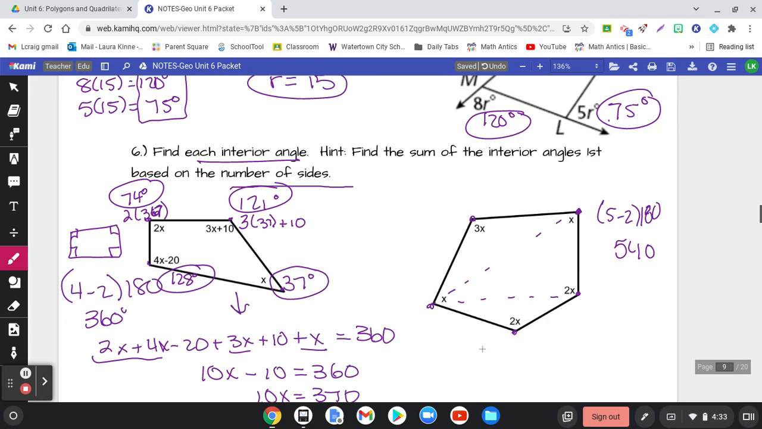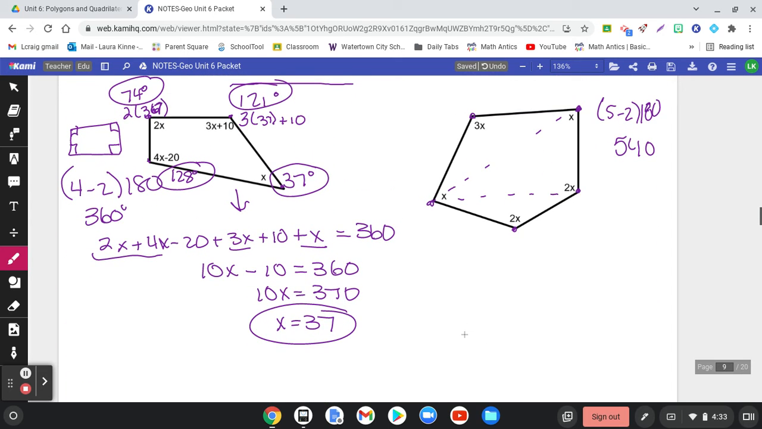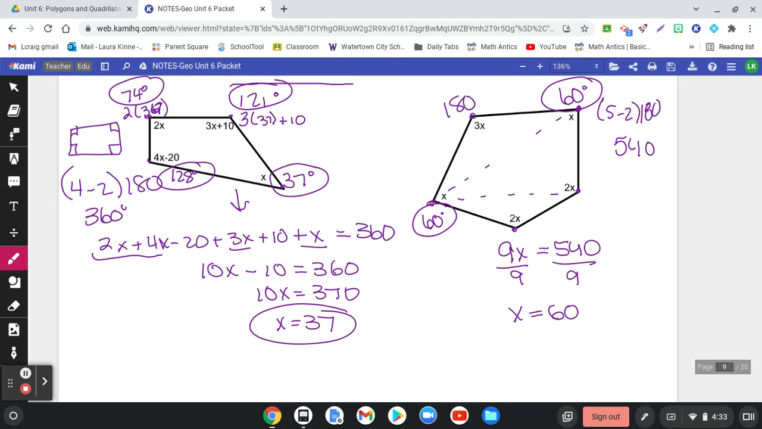Almost done. Okay. So they all add up to 540. Same thing. Add them all up. If you add up all your x's, you get 9x equals 540. Divide by 9. X equals 60, and then plug it in. So we have 60 degrees. This, by the way, is not drawn to scale, so if it doesn't look right, that's okay. 3 times 60 is 180 degrees. That's definitely not a straight angle. 2 times 60 is 120 degrees, and 120 degrees.